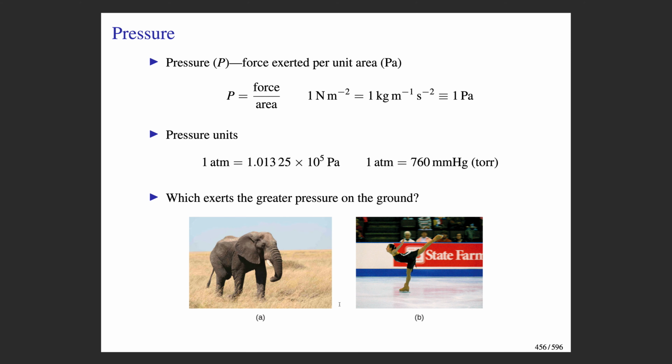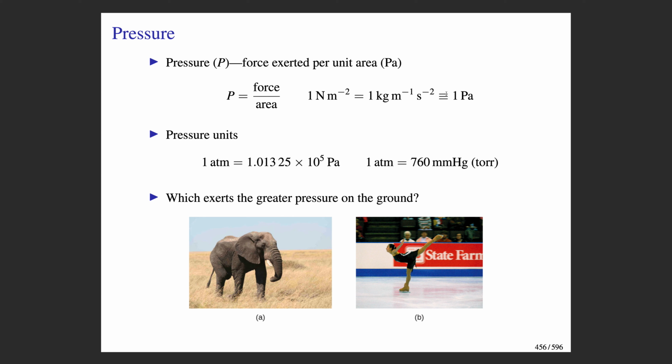So pressure, with the symbol capital P, is defined as the force exerted per unit area. And the SI unit of pressure is called the Pascal, and it's defined as 1 Newton per meter squared. And if you expand the unit Newton, which is the unit of force, you can write that as 1 kilogram per meter per second squared.